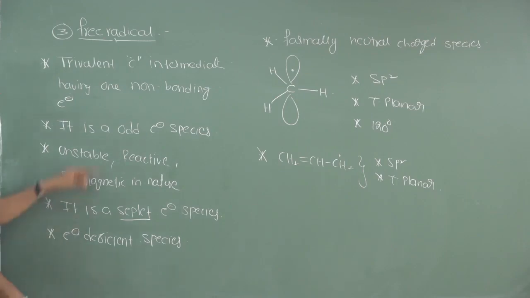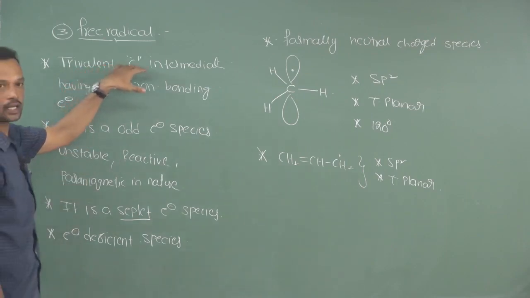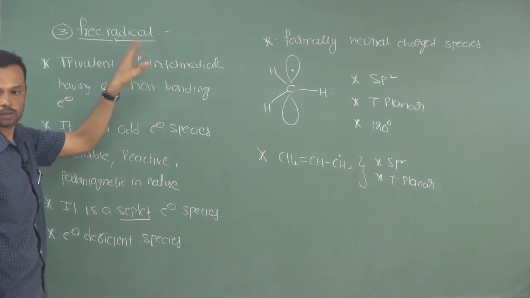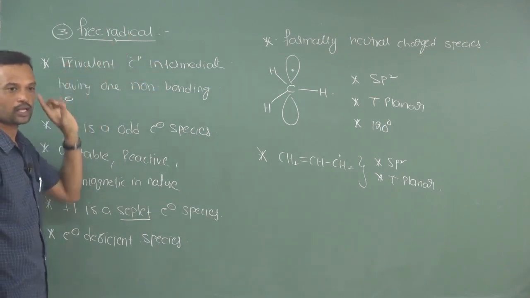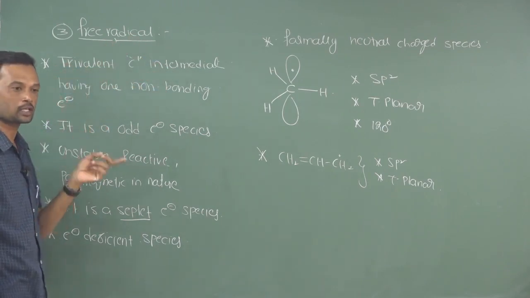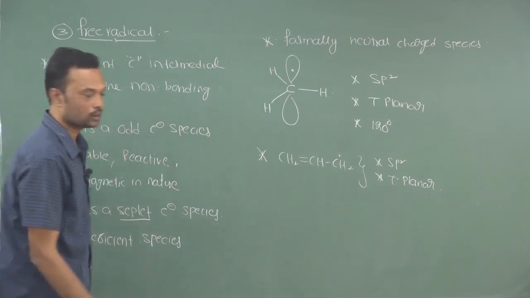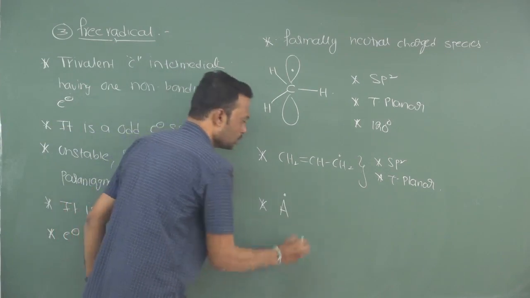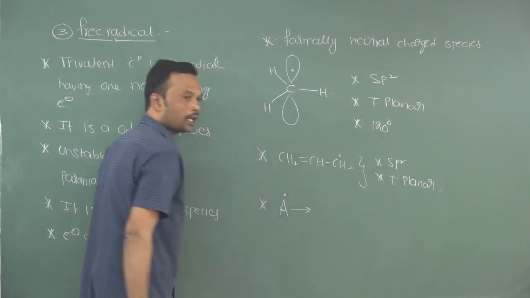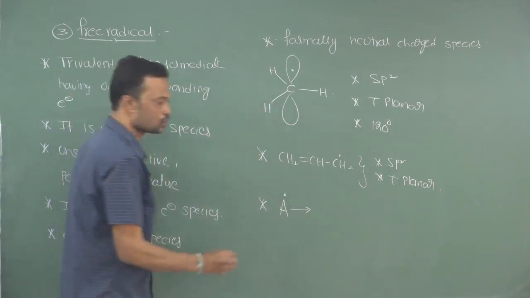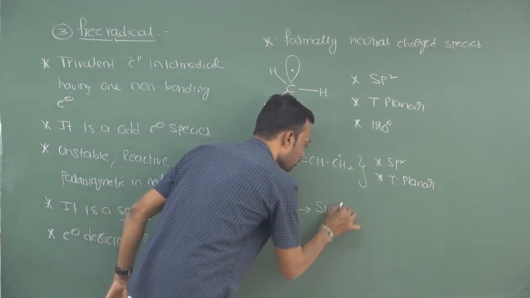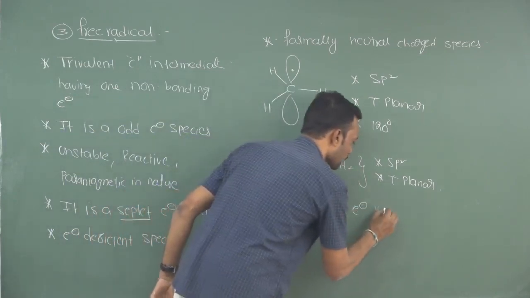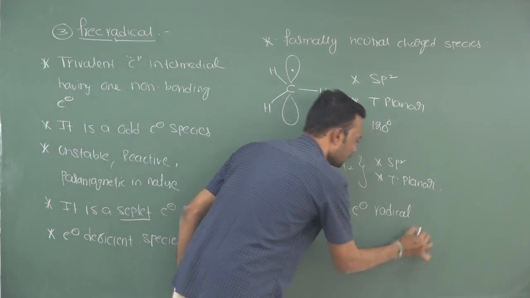So we can also define it like this: a molecule which carries an independent electron which is not involved in bonding is called a free radical. Free radicals may carry one electron, or they may carry more than one electron. Suppose A is a molecule which carries only one radical, this is called a single electron radical. We can also simply say radical.